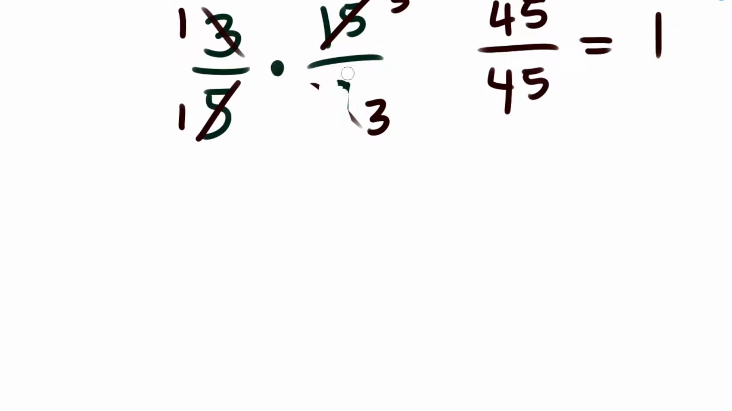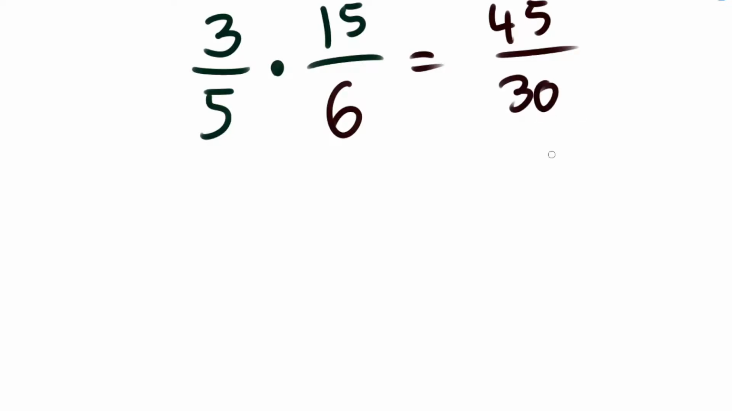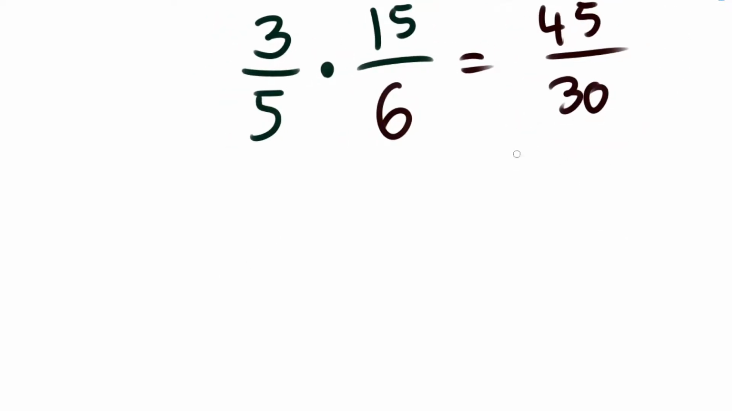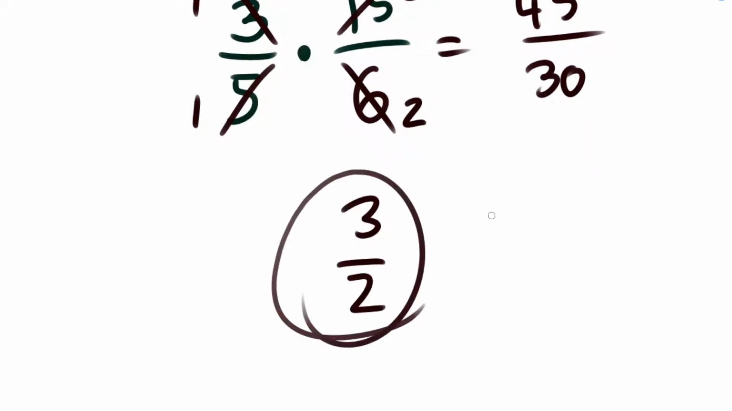If it was something like 3 over 6, then that would give us 45 over 30 instead. But these still can reduce. So 3 goes into 6 twice, and 5 goes into 15 3 times. So then it would be 3 over 2, and that would be our answer, unless they wanted it in the proper way, which is 1 and 1/2.